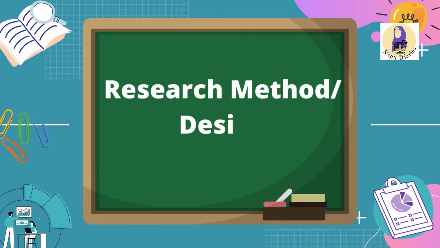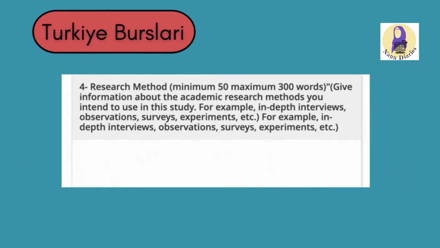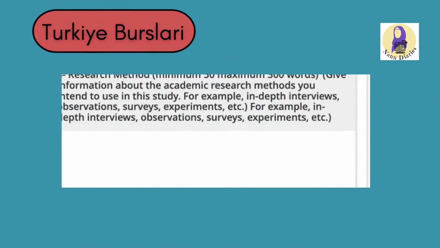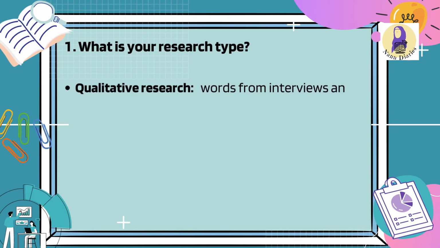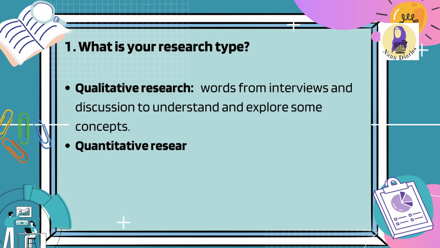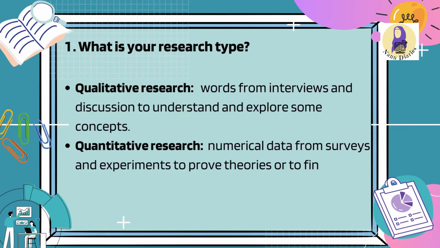After that is the research method or research design. To write this section, you need to understand your research type, qualitative or quantitative. Qualitative means your research will be done from interviews and discussion, and quantitative means it is numerical. This is like numerically you will get the data from a survey or from an experiment, from the theory, to find a comparison relation.